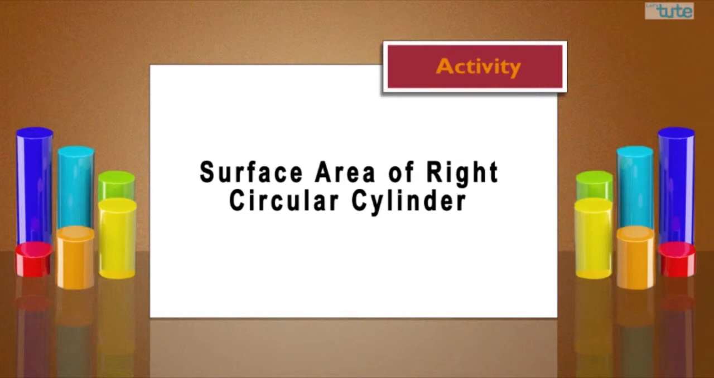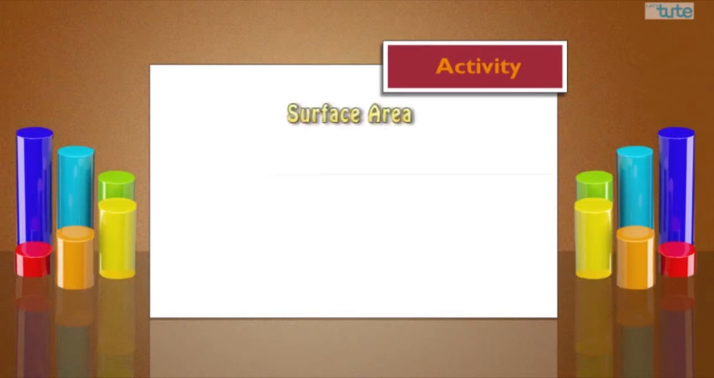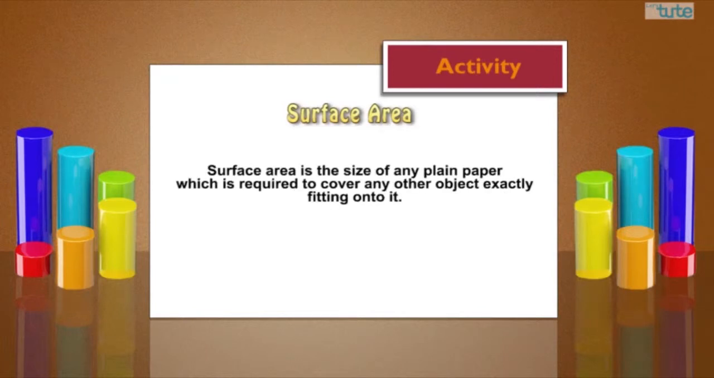Hi, today we'll be learning how to calculate the total surface area of any cylindrical object. Now before learning this, let us understand what we mean by surface area. Surface area is actually the size of any plain paper which is required to cover any other object, exactly fitting onto it. Now let us learn today how to calculate the total surface area of a cylindrical object.